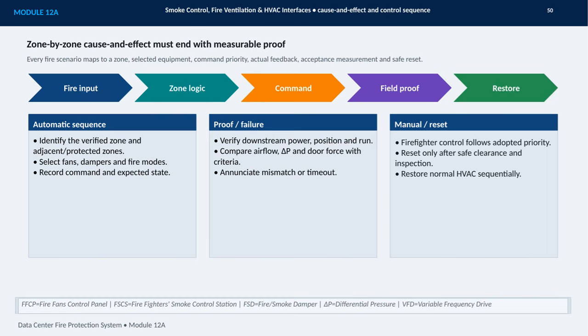Reset is permitted only after the area is safely cleared and inspected. Normal HVAC is then restored sequentially, rather than all at once. This zone-by-zone traceability connects the fire input to system behavior, field evidence, failure reporting, and a controlled return to normal.